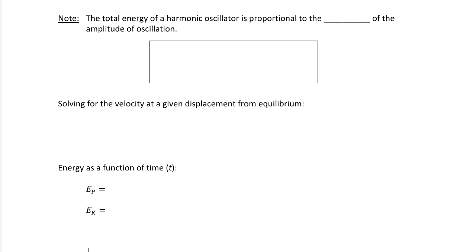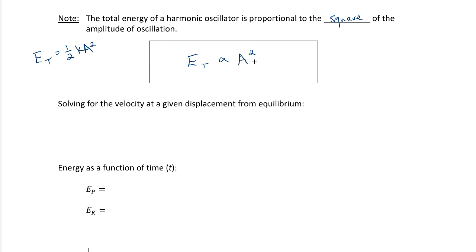And just taking a step back to look at this more generally now, we saw that the total energy was equal to a half times kA squared. So the total energy of a harmonic oscillator is proportional to the square of the amplitude of oscillation. The total energy is proportional to the square of the amplitude.